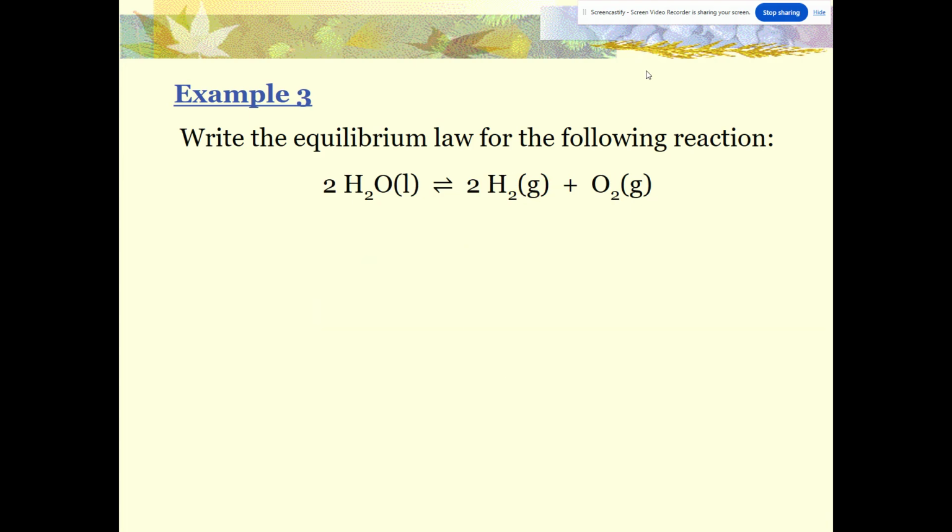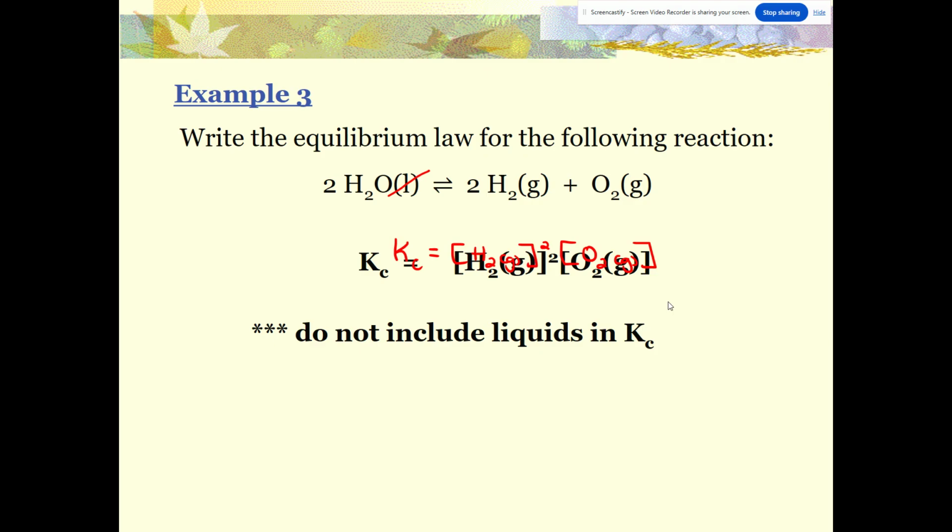Next, we have water decomposing. Liquids are also excluded. So my Kc expression will be my hydrogen gas product raised to the exponent of 2 times my oxygen gas product with no exponent, over again 1, or just like that, because liquids again are also not included in Kc. Unless everything is a liquid, then you would include everything. Okay?